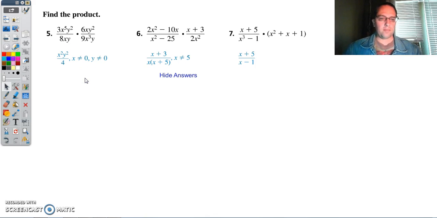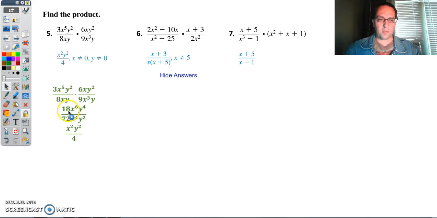All right. So number 5. Here's our original problem. We're just going to multiply them straight across. So 3 times 6 is 18. X to the 5th times x is x to the 6th. y squared times y squared is y to the fourth. 8 times 9 is 72. X times x cubed is x to the fourth. Y times y is y squared.